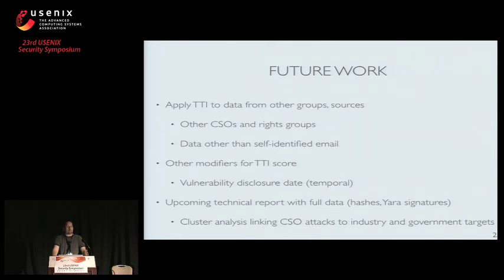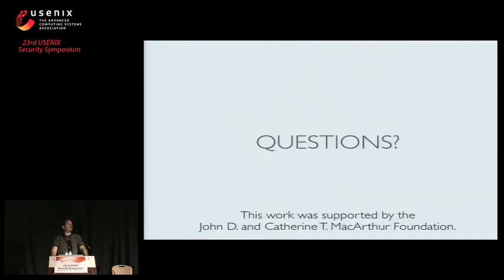And we're also going to be releasing a full technical report with all of our data, which includes all of our hashes and Yara signatures and binaries for people who want them. And we've been doing a lot of work on clustering the malware families and looking at their development timelines of them being improved and their relationship to other industry and government targets. So groups like APT1, we've seen attacks from them hitting civil society organizations before they go out to government and industry targets. So I'll take any clarifying questions now and then further questions in the panel.